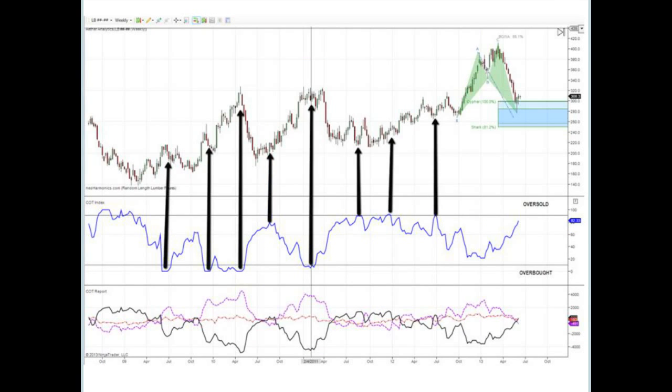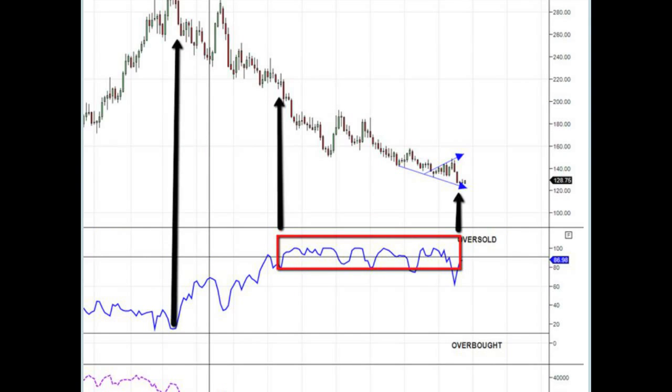So I think this is the lumber. You can see we have a cipher pattern here. This, I think, is coffee. This is also very similar to sugar, where we've had this elongated riding of the oversold. Excuse my chart for being so blown in.